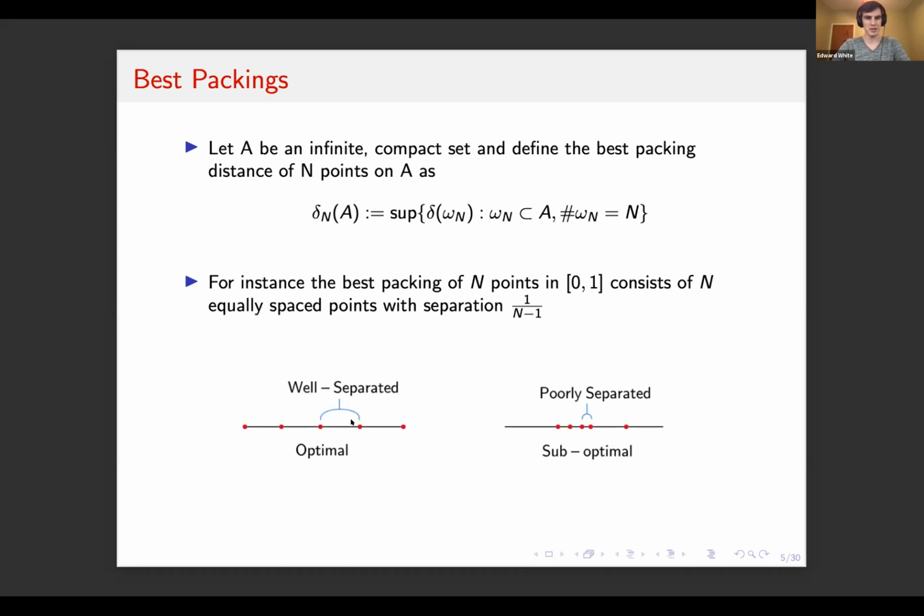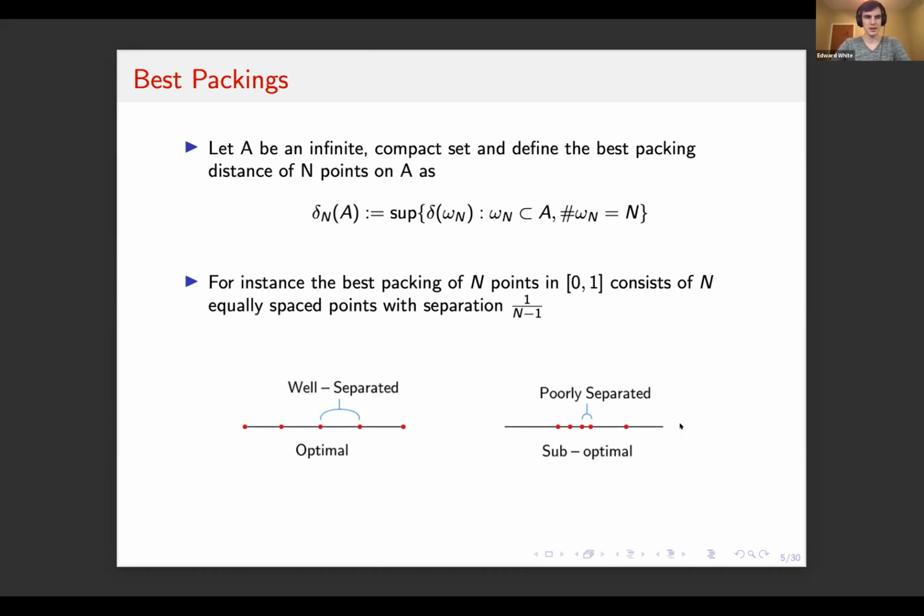So the space between any two points is at least a quarter. We can see how this is well separated, and there's a nice geometry to it, how they're all equally spaced. And on the right, we can see an example where it's poorly separated, where we have this cluster of points really close together and all of this extra space to the left and to the right where we could have spaced them out better. So we have the optimal versus the suboptimal case.